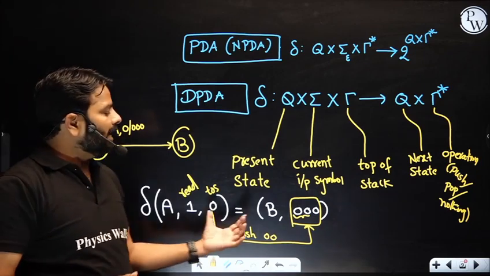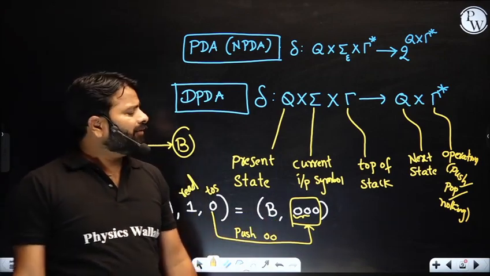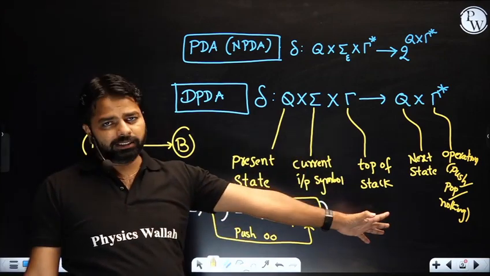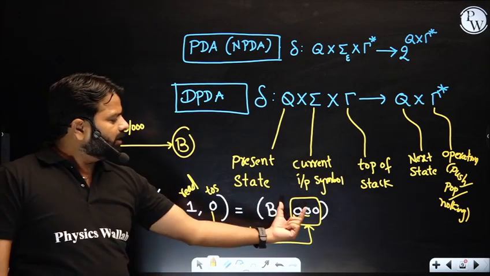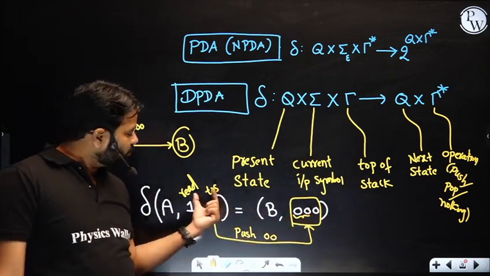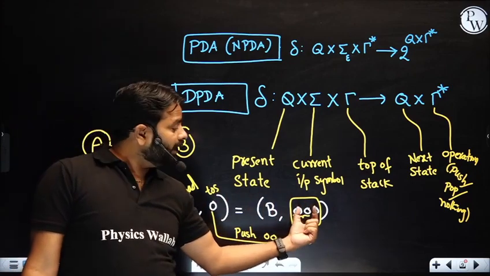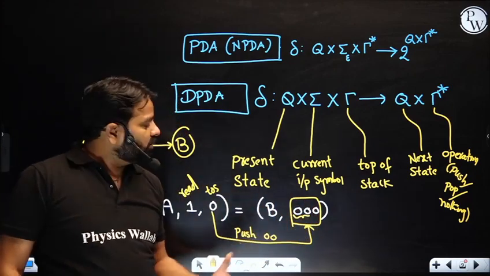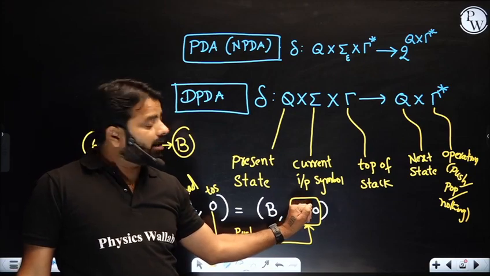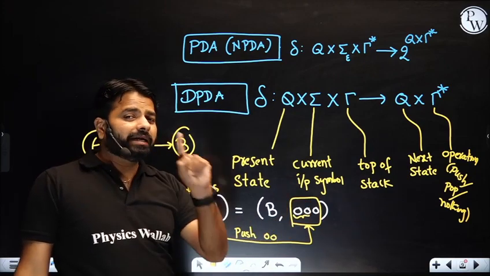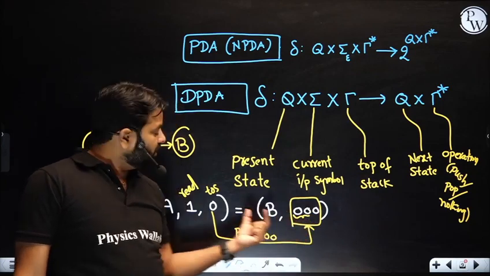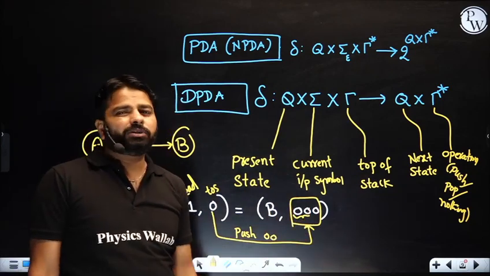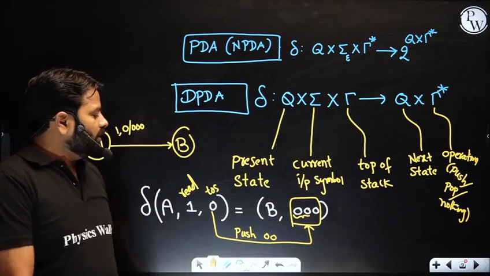This is what is called a push operation. I told you there are various operations: push, pop, do nothing. If you want to perform a pop, what you do here is put epsilon. It means this was 0 and there is no symbol, so 0 was deleted. If you put only one 0 instead of 3 zeros, that's called no operation. If you keep 1 0 here, 0 is 0, that means you did nothing on the stack. So you decide.